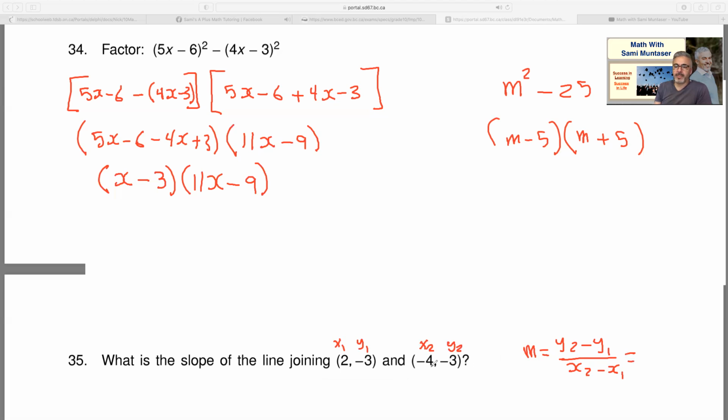So make sure you don't mix them up where you say x1, y2. No, x1, y1, x2, y2. So negative 3, the y2 minus negative 3 in there as well, all over x2, which is negative 4, minus x1, which is 2. Now what I get here, negative 3 minus negative 3, that's going to be negative 3 plus 3, which gives me 0. 0 over negative 6. 0 divided by anything gives you 0. So the slope here is 0.